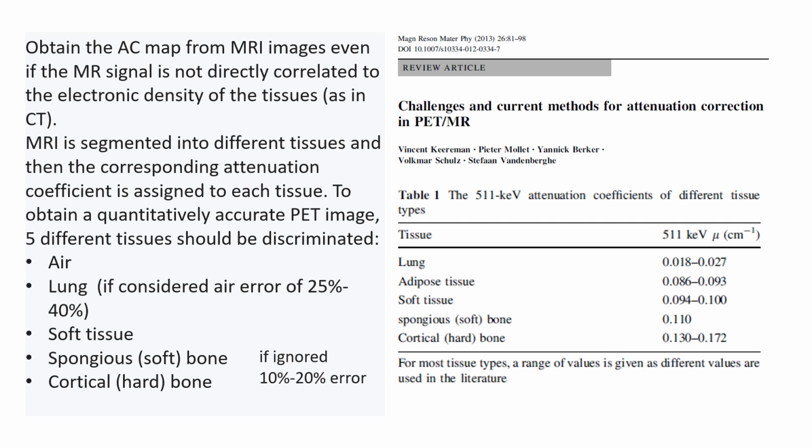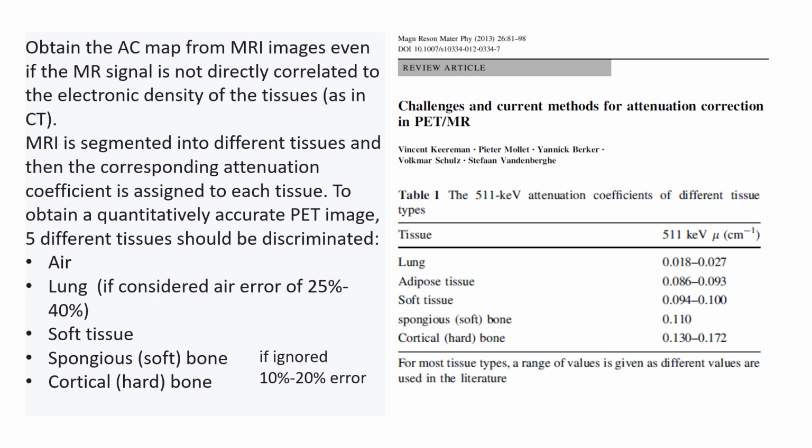Correction for attenuation in hybrid PET MRI has been a challenge since the beginning of the introduction of this kind of hybrid scanners, and many different methods have been proposed and described in literature. The goal is to obtain the AC map from MRI images even if the MR signal is not directly correlated to the electronic density of the tissues as we have seen in CT.